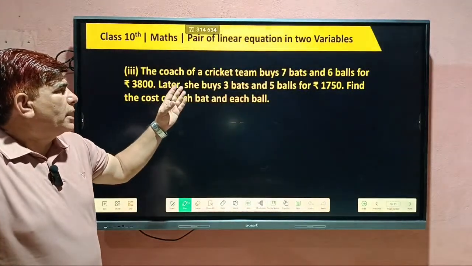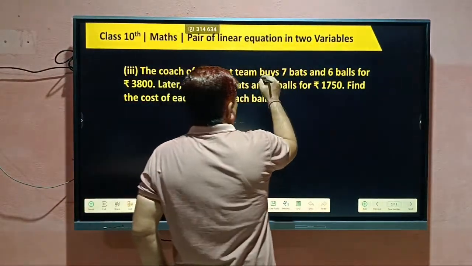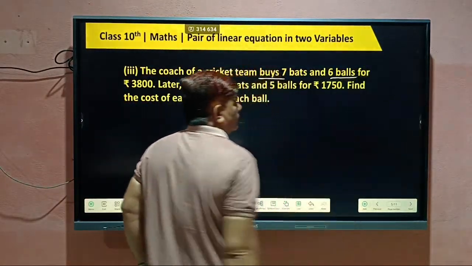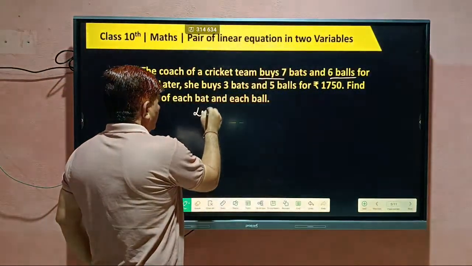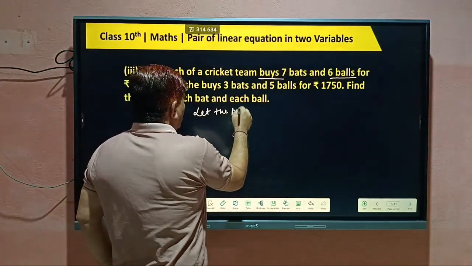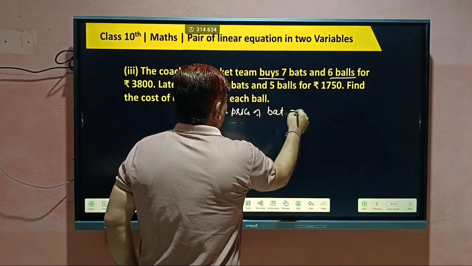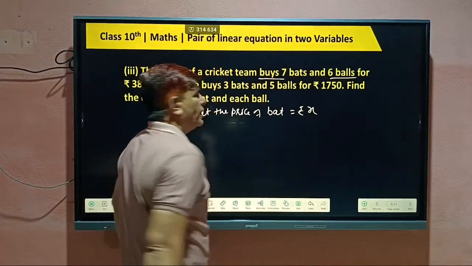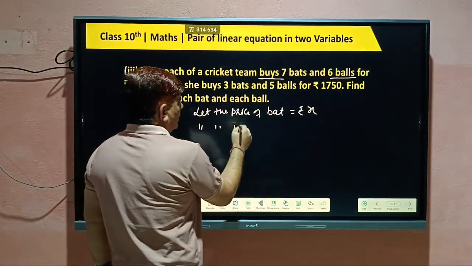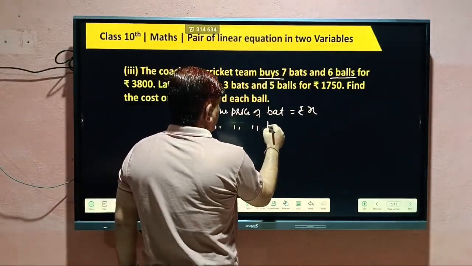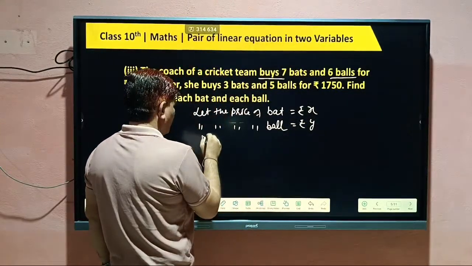The coach of a cricket team buys 7 bats and 6 balls. From here you can understand what you have to do. You have to take the prices of these. Let the price of a bat, meaning one bat, be rupees x. Let the price of a ball be rupees y.